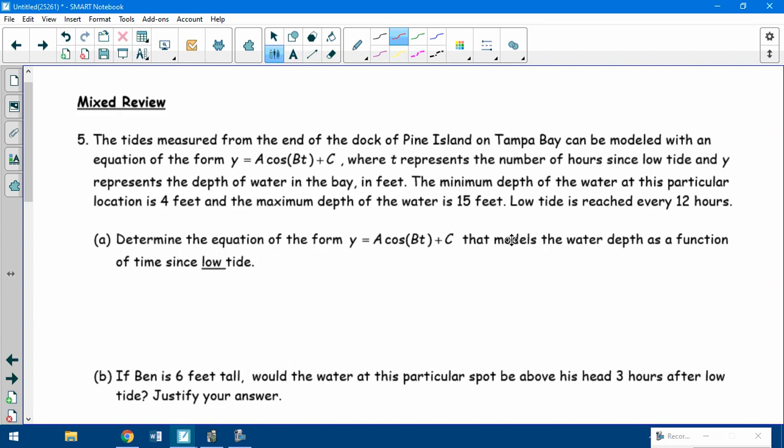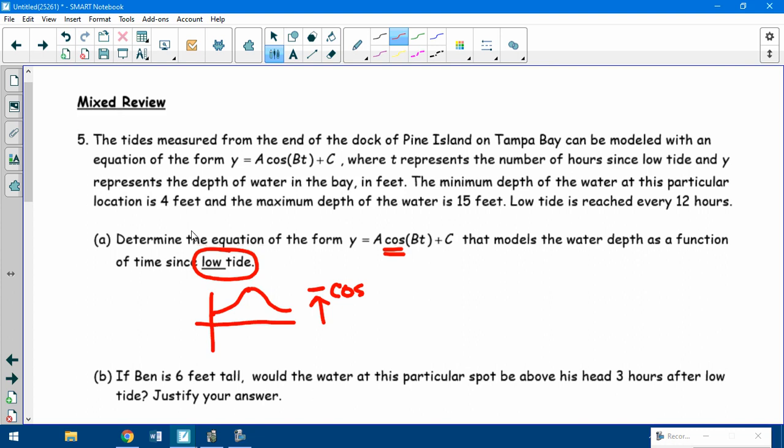It says determine the equation that models the water depth as a function since low tide. I tried to underline that to get you thinking. It's going from low tide at 4 feet to high tide at 15 feet. So they told you to use a cosine graph, but if this is what your cosine graph looks like, hours since low tide, what type of cosine graph is it going to be? Negative cosine. And a lot of you missed that negative, and it's a subtle thing to miss.